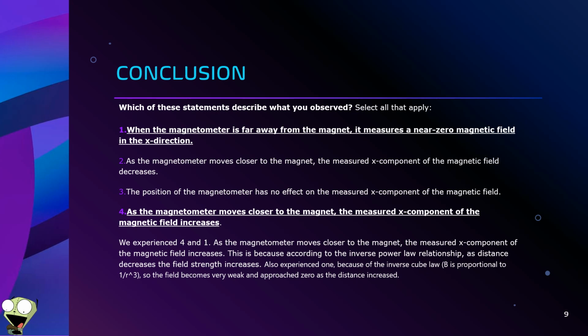Also, we experience number 1 because of the inverse cube law, where B is proportional to 1 over r cubed. So the field becomes very weak and approaches 0 as the distance increases.